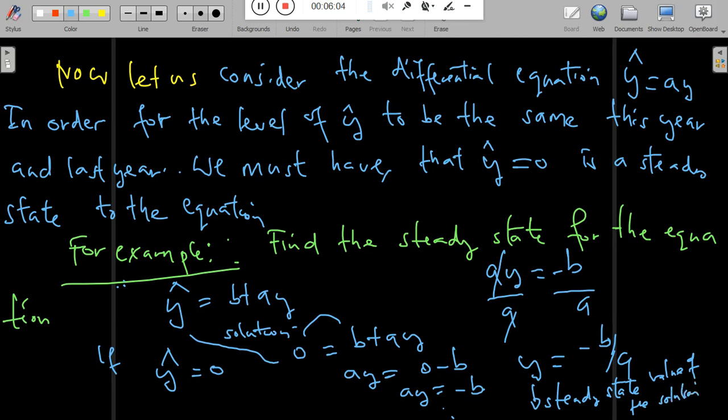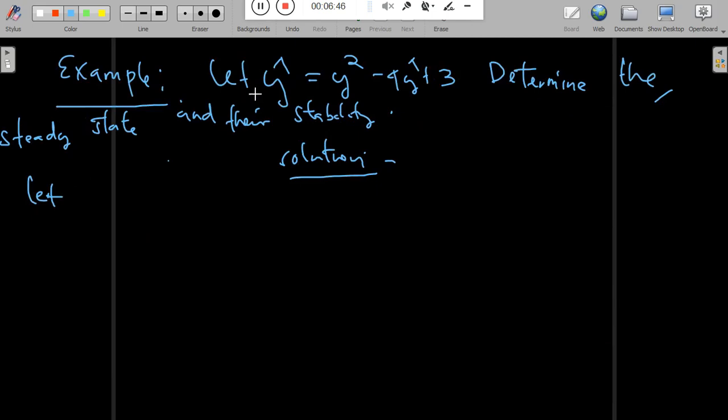So when you find the steady state level, you need to take one of the values as constant, that you equate to 0. Then you solve for the required value in the given function. So the steady state of the function y estimated equal to b plus ay is y equal to negative b over a.